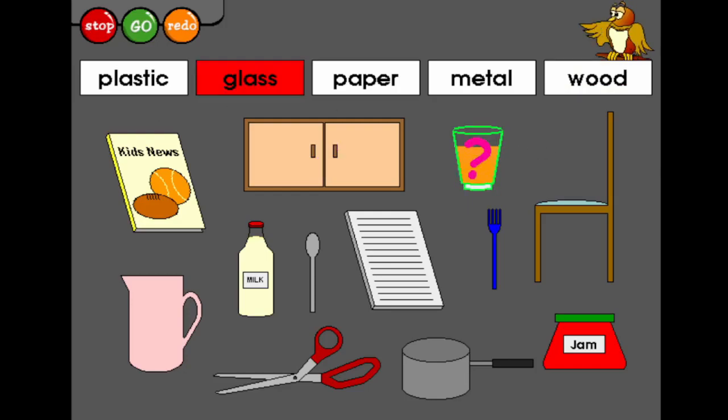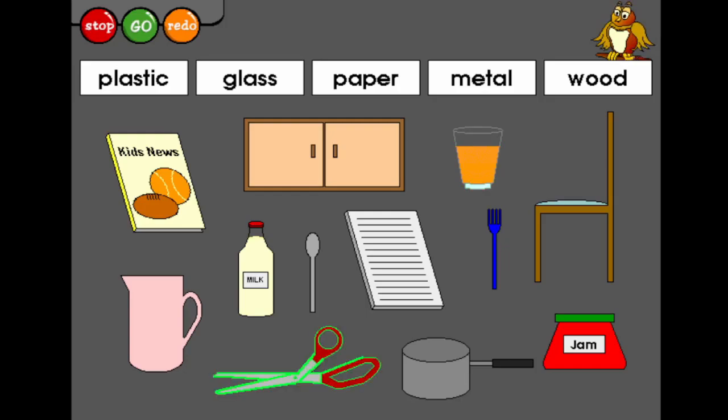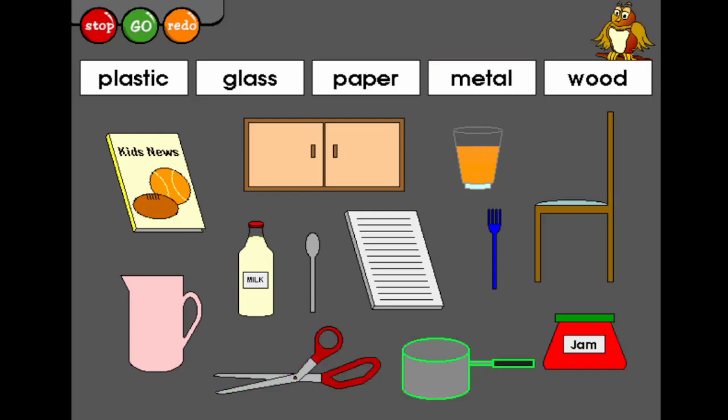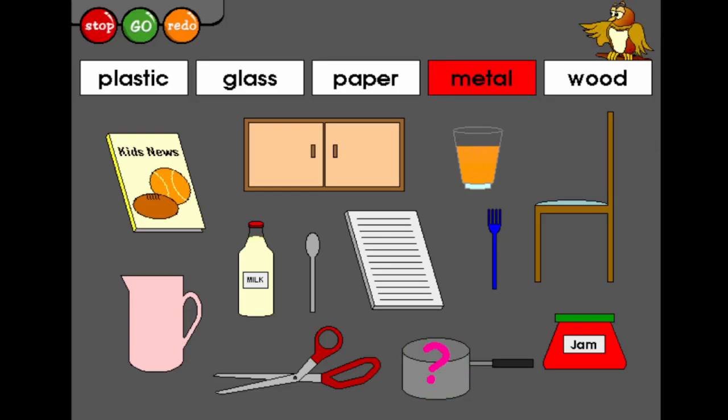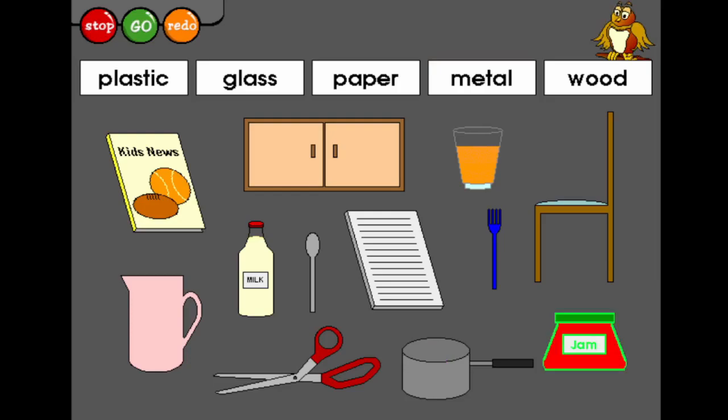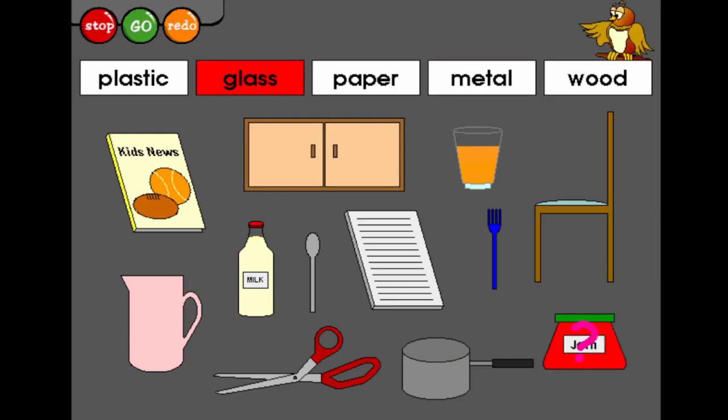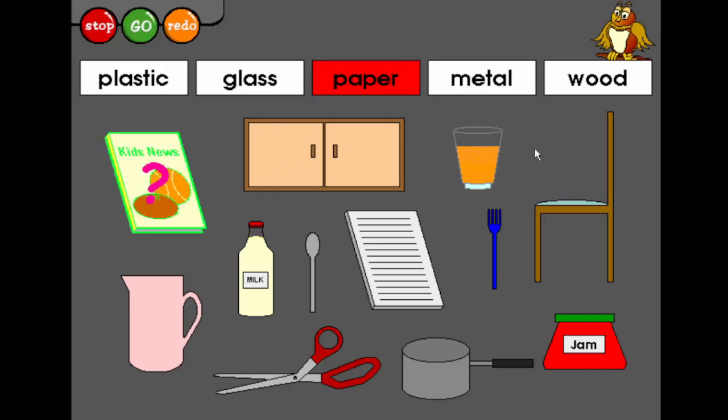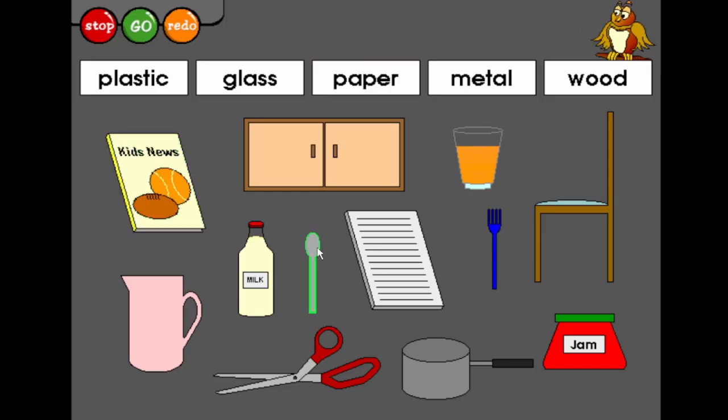This drinking glass is made from glass. Well done! These scissors are made from metal and plastic. That's correct! This pot is made from metal. This jar is made from glass and has a metal lid. Well done! This magazine is made from paper. This spoon is made from metal. This fork is made from plastic.